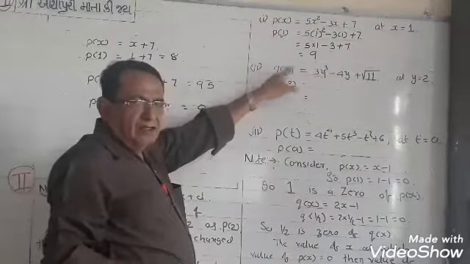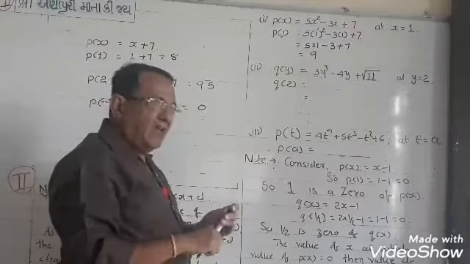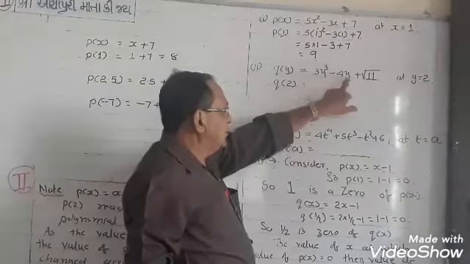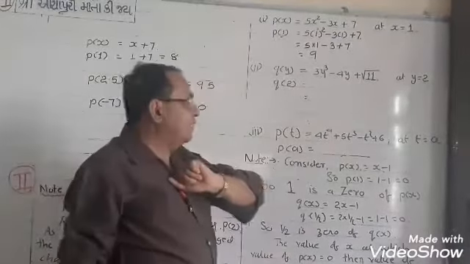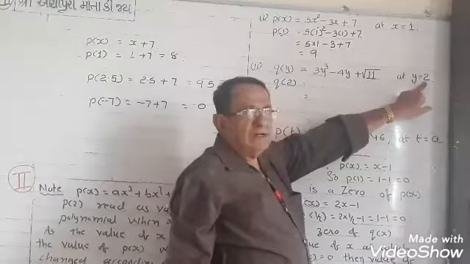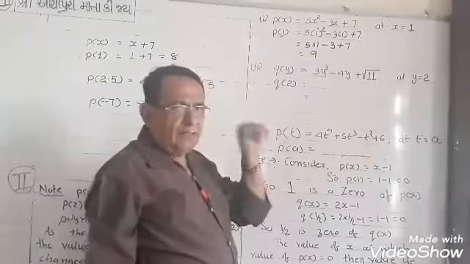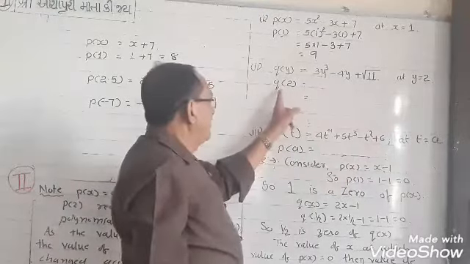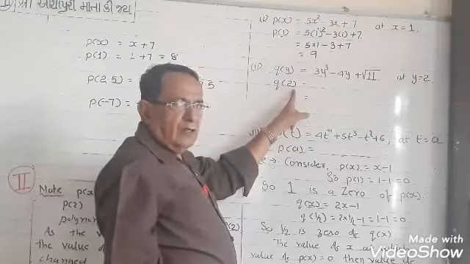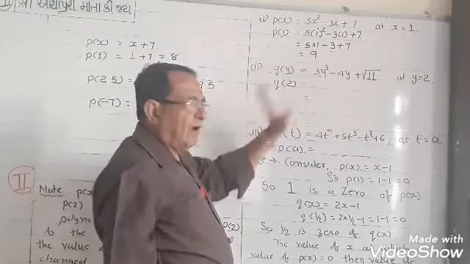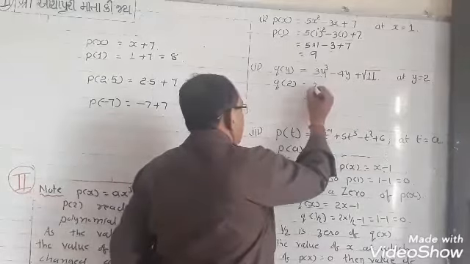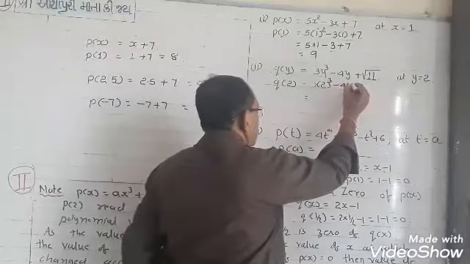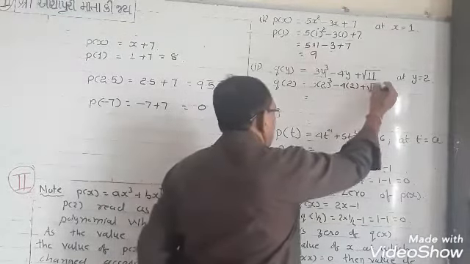Question: instead of the x variable we are given y. Any variable you can take. Okay? 3y cube minus 4y plus square root of 11 at y is equal to 2. Find the value of the given polynomial when y is equal to 2. Write the 2 instead of y. 3 into 2 cube minus 4 into 2 plus square root of 11.